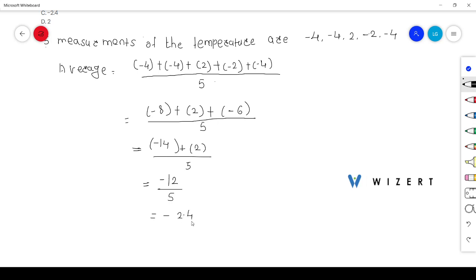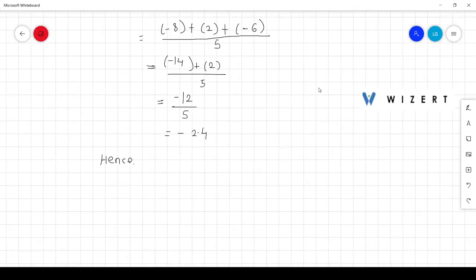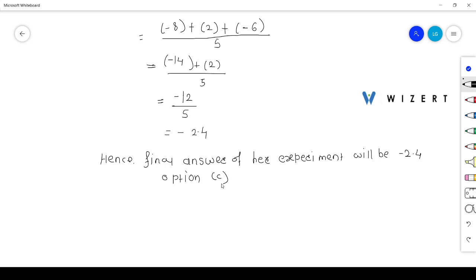That is -2.4. Hence, the final answer of her experiment will be -2.4. So our correct option is option C, which is -2.4.